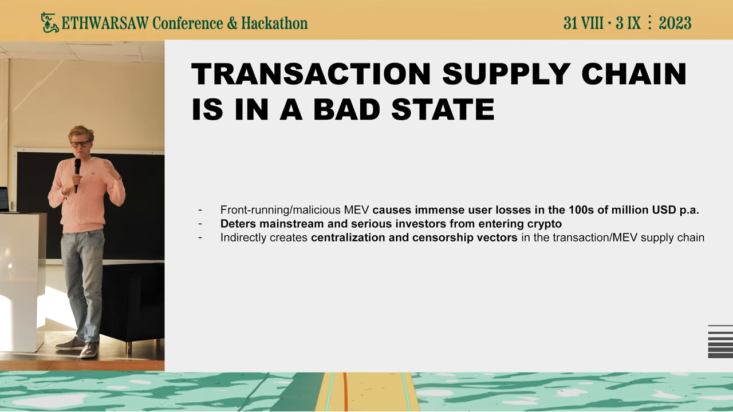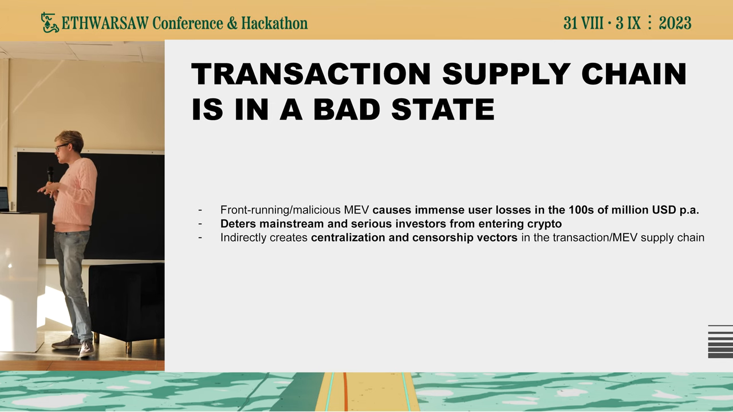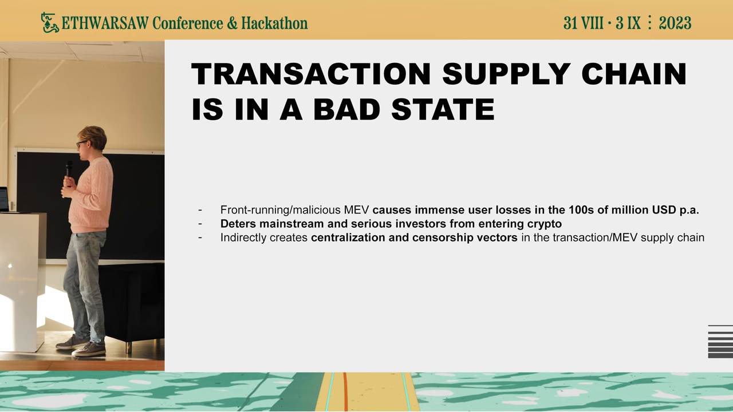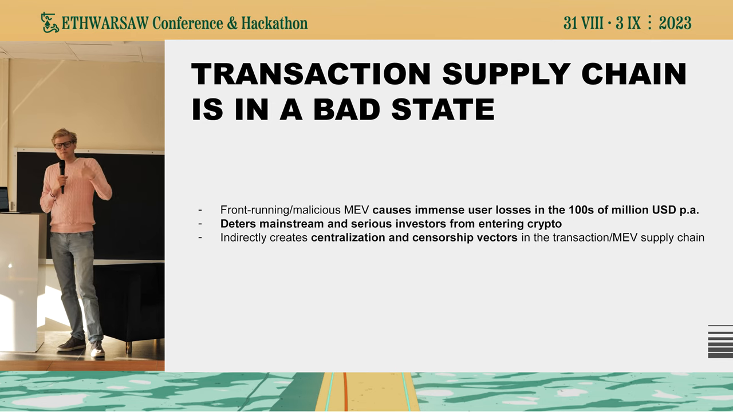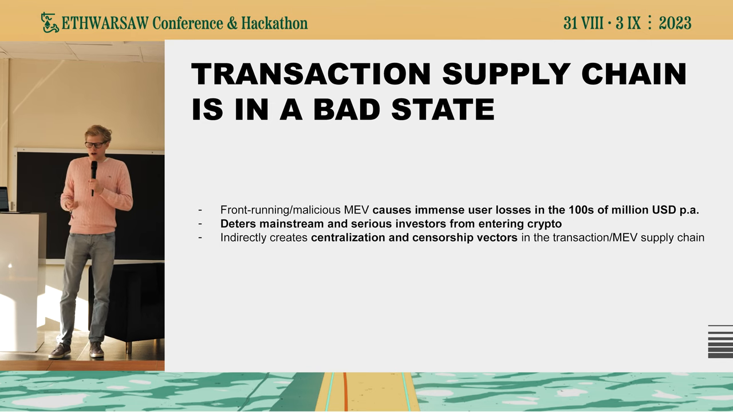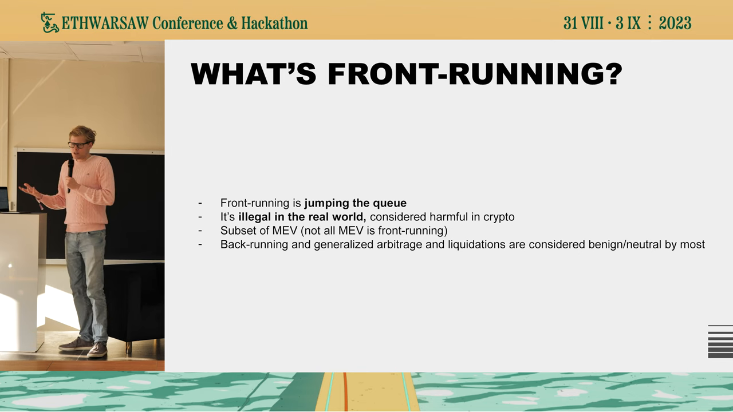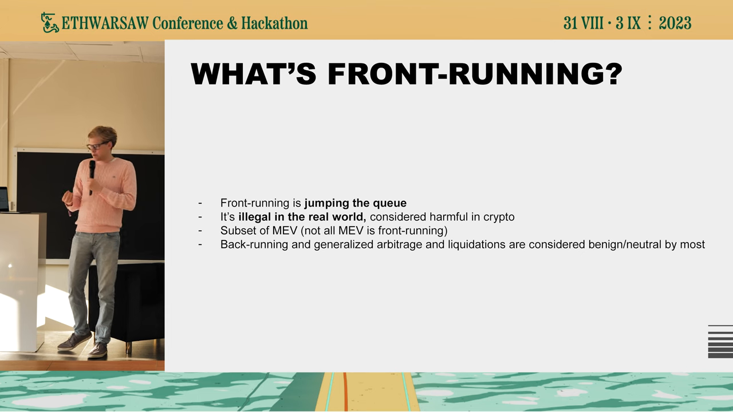More specifically, before I was talking about the more general topic of crypto being broken and hostile, but what we are more about is this transaction supply chain, and we think it's in a bad state in general. We think front-running and malicious MEV cause measurable direct user losses. The larger issue behind this, though, is that it deters new entrants and serious investors from entering the market. And indirectly, by quick-fixing the MEV and transaction supply chain, we are creating centralization vectors. We fix it and mitigate some of the issues, but usually in a way where we add another intermediary, someone who can censor again, a centralization force entrenching these actors.